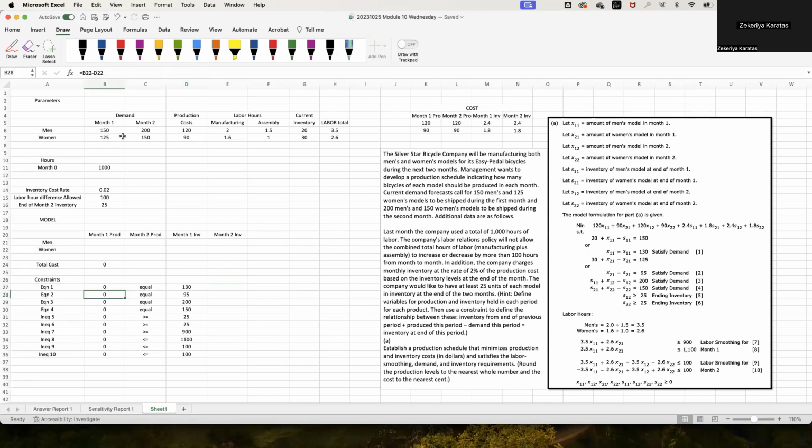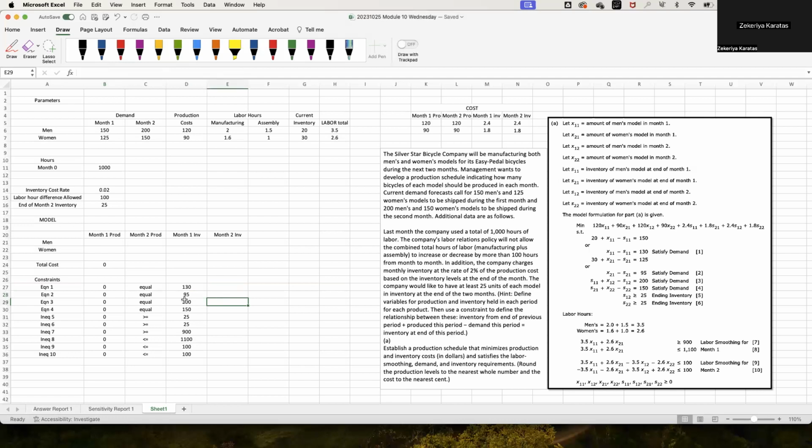So here we go, on the left side, I subtract 30 from both sides. So I got the production in the first month for women's bike minus the inventory at the end of first month for the women's bike. That difference should be 95. So on the left side, I have B22 minus D22, which is women's bike production the first month minus women's bike inventory at the end of first month. So I subtract them, that should be 95.